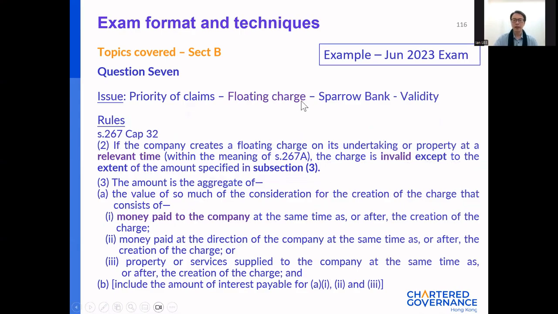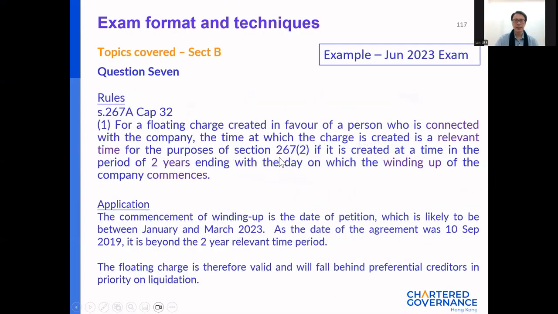So there's a floating charge granted to Sparrow Bank. We need to know its validity. So we've seen this before, Section 267. If a floating charge created during a relevant time is invalid, unless you fall into the exception of the new money exception. And then in this case, because it is a connected party, the relevant time period is 2 years. Okay, so this is slightly different to our previous question, where it's a non-connected party.